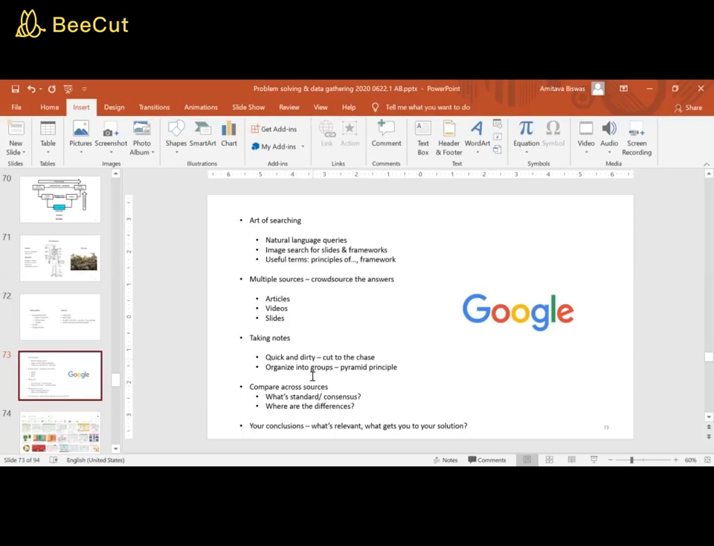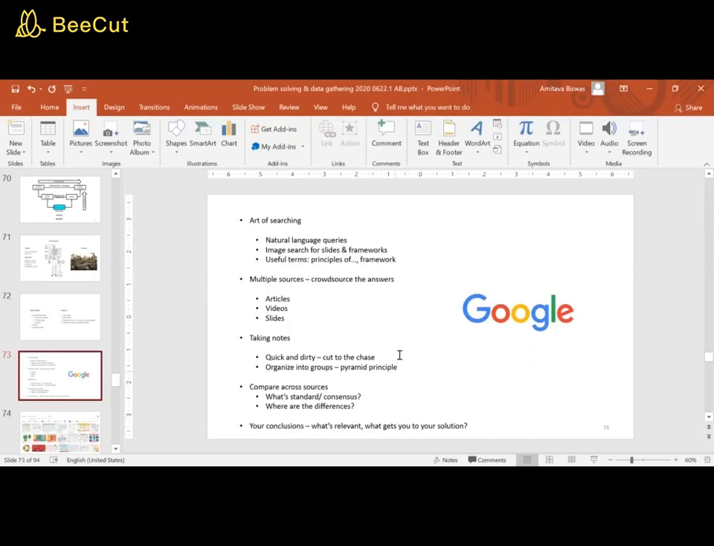And then once you've got all of that, as we say, we compare across the different sources: what's standard, what's consensus, what everybody seems to be saying. You can have some confidence that that's probably fairly industry standard. And what are the differences, right? And why are those differences there? And finally, with all of that, what's relevant to me? What do I want to do about this?